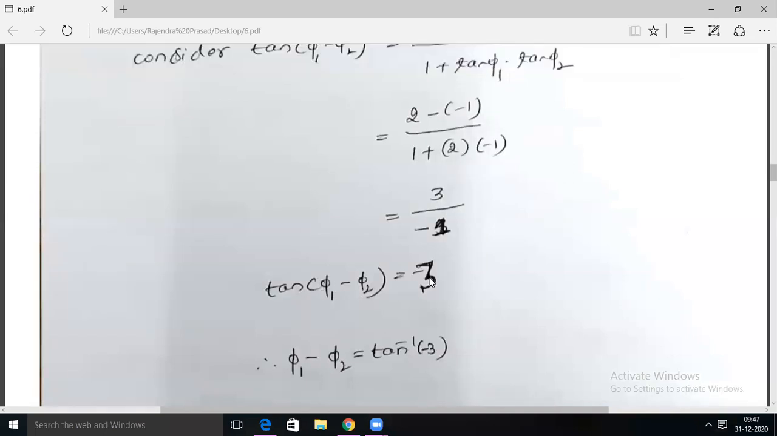So we want here the angle of intersection, phi 1 minus phi 2. This tan goes to the RHS, it becomes tan inverse of minus 3. So this is what the angle of intersection between two polar curves is.